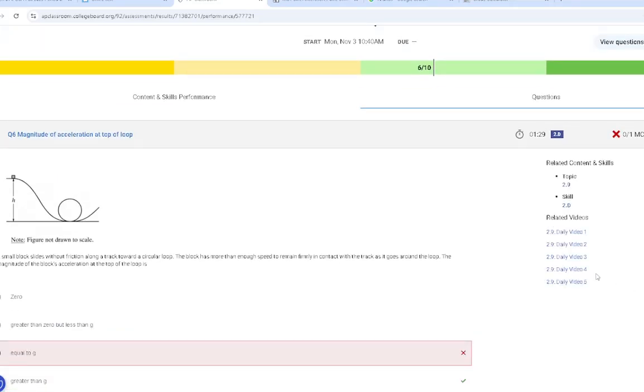For this problem, I don't know why I chose equal to G, because since there's no friction, in order for the block to go around the loop, it needs to have greater speed than G, because if it is equal, the block just wouldn't be able to go through. So this is why the block needs to have greater speed than gravity at the top of the loop.